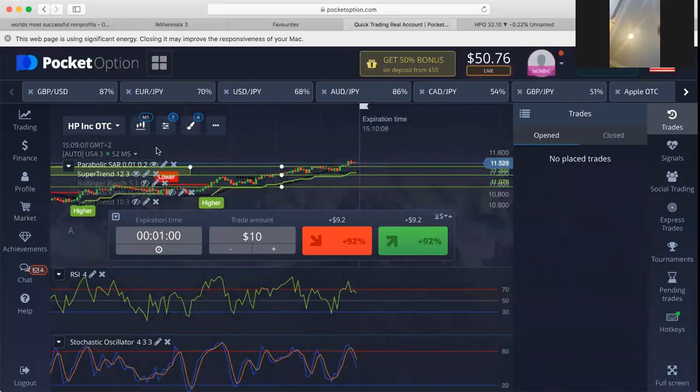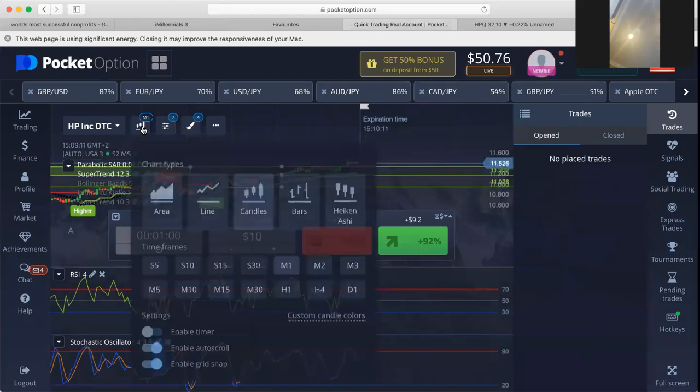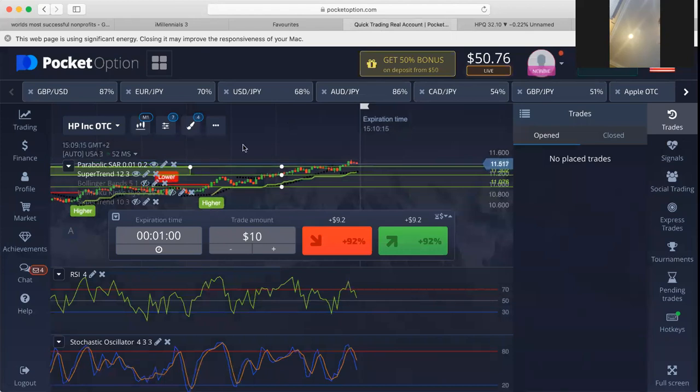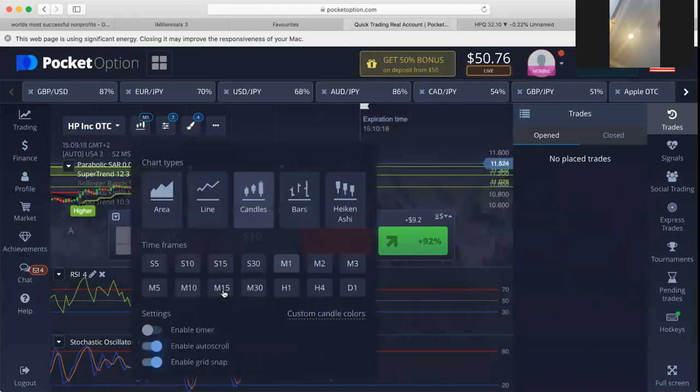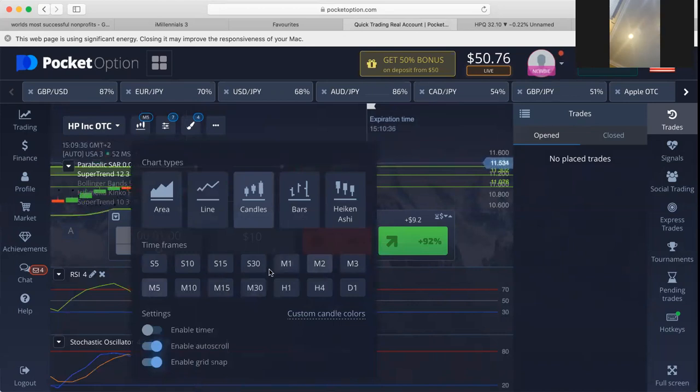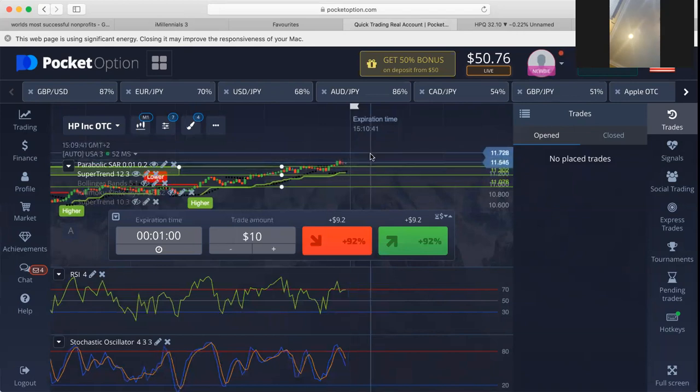Now let me check it on TradingView. I mean Pocket Option. Let me do that diagnostic on Pocket. That's what I'm looking at on Pocket Option. I'm going to check the 5-minute. On the 5-minute candle, we're bullish. Everything is going up. And then on my 1-minute candle, everything is bullish as well.